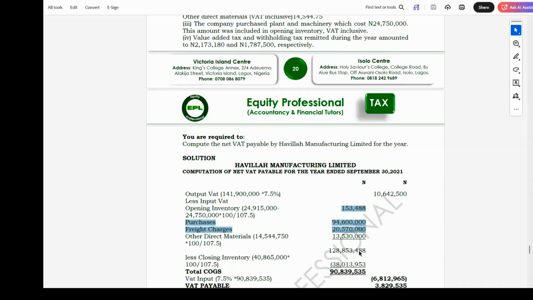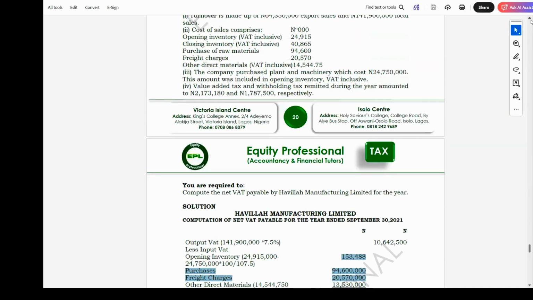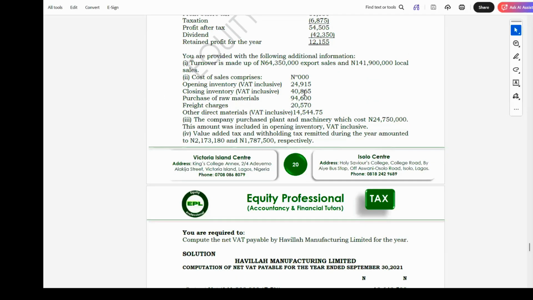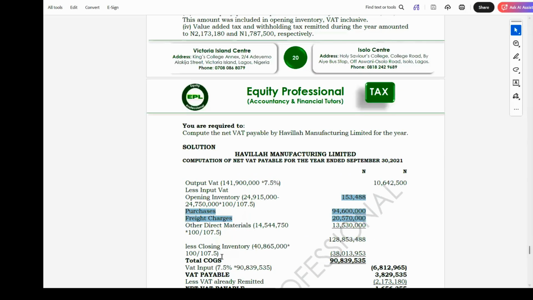From the question, we are told that closing inventory is 40,865,000. We are not told that anything is included in the closing inventory. So closing inventory, you convert it to VAT exclusive, which is 100 divided by 107.5. So closing inventory will give us 38 million. So this will give us a total cost of goods sold at VAT exclusive.